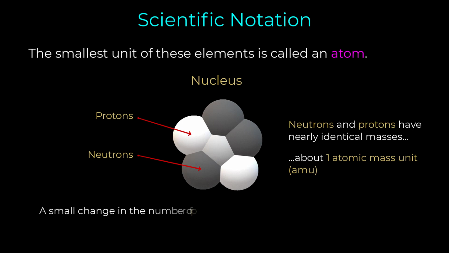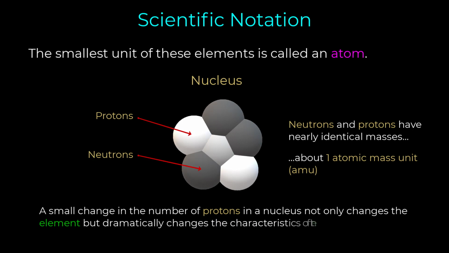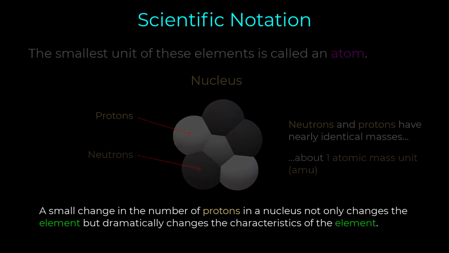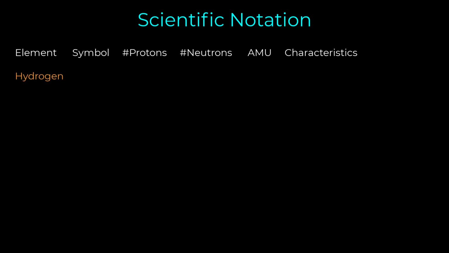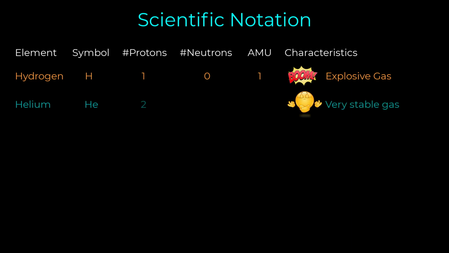A small change in the number of protons in the nucleus not only changes the element, but dramatically changes the characteristics of the element. For instance, hydrogen, whose chemical symbol is H, is an explosive gas which has 1 proton in the nucleus. Hydrogen usually has no neutrons, so its atomic weight is about 1 atomic mass unit. Helium, chemical symbol He, is a very stable gas with 2 protons in the nucleus. It generally has 2 neutrons as well, so its atomic mass is about 4 atomic mass units.